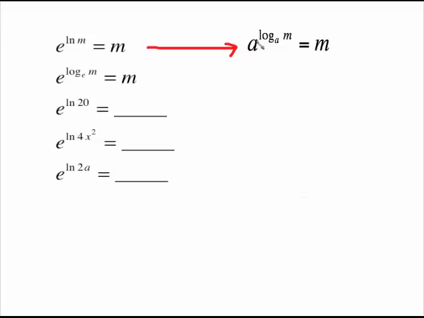The other property that is similar to this one is using a base of e. e to the ln of m is just going to be that m, because the e and the ln sort of cancel out. What really happens is that, remember, ln is log base e, so here's this property right here. We have agreement of these two bases. So as long as we have agreement of those two bases, our answer will just be this. So e to the ln of 20, think about that canceling, and we get 20. e to the ln of 4x squared is just 4x squared, and e to the ln of 2a is just 2a.